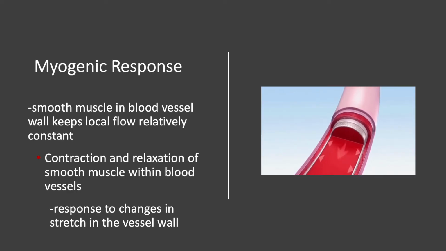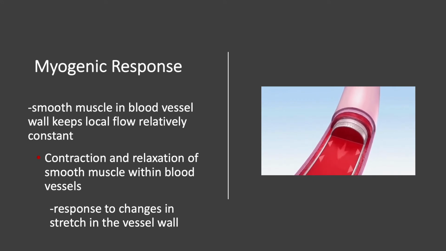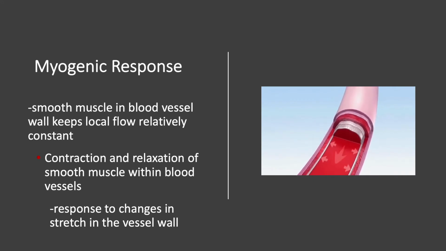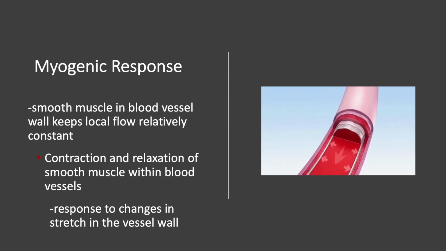Recall that the myogenic response is one of the factors that determines local blood flow, or how much blood is delivered to a specific tissue or area. The myogenic response specifically occurs when smooth muscle within the vessel walls keeps local flow relatively constant. It does this through small contractions or relaxation of that smooth muscle within that blood vessel, in response to changes in stretch in that vessel wall.